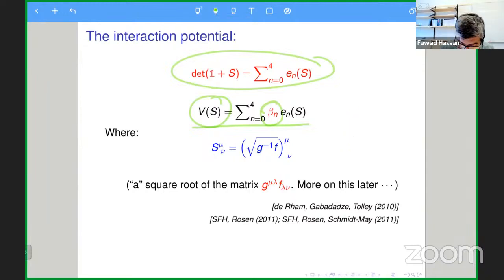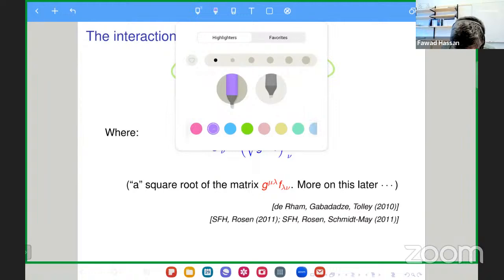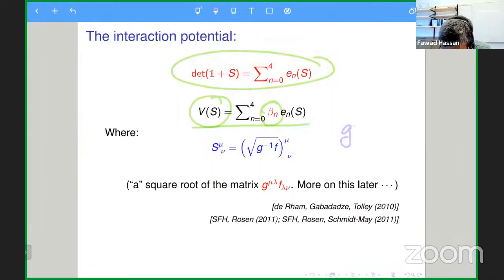So basically you write G inverse, G mu lambda, F lambda nu. You look at this matrix, with one index up, one index down. So S is now the square root of this matrix. G inverse F is a matrix by itself, a 4x4 matrix, and S is a square root of that matrix. So the interaction is formulated in terms of the square root of a matrix.